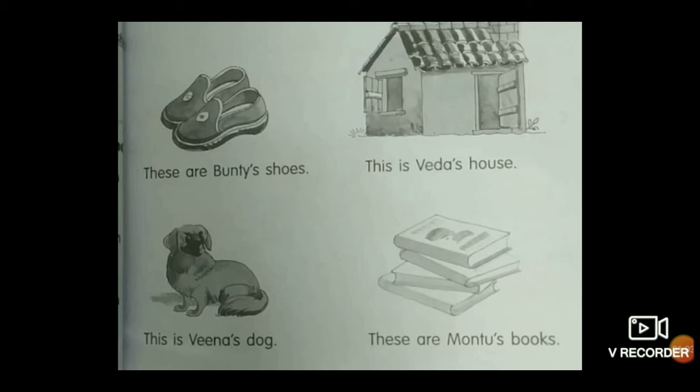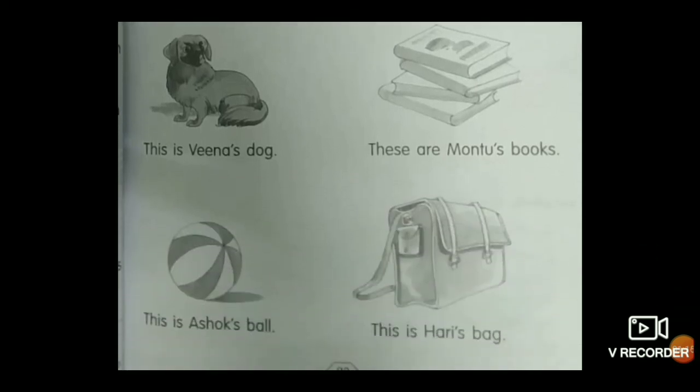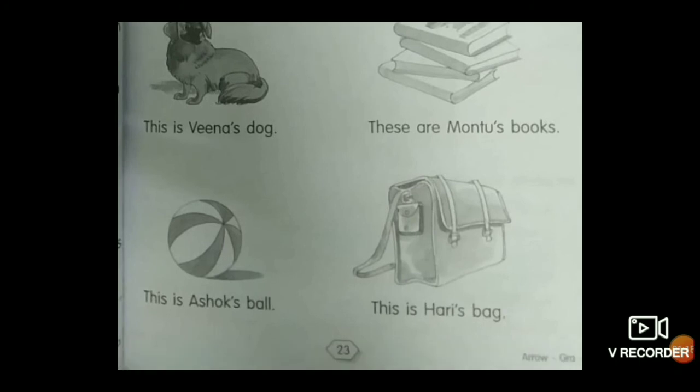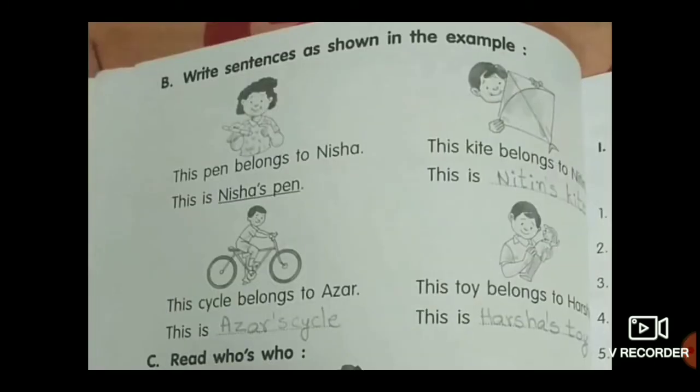This is Veena's dog. Whose dog is this? This is Veena's dog. And next one. These are Mantu's books. And next one is, this is Ashok's ball. Whose ball is this? This is Ashok's ball. This is Hari's bag. Whose bag is this? This is Hari's bag. Okay.